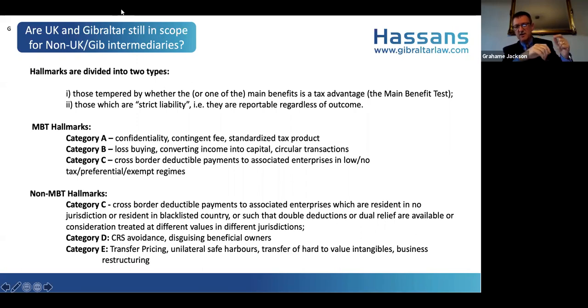Secondly, with category D, CRS avoidance and disguising beneficial owners, as Harriet has talked at length about, that is also similarly strict liability. There's a report automatically if the arrangement exhibits that characteristic. You're not looking for any effect. And category E, transfer pricing, unilateral safe harbors, transfer of hard to value intangibles, and business restructuring transactions. Again, automatically reportable. You don't need to look for any benefit. Shall we move on to the next slide, Harriet?